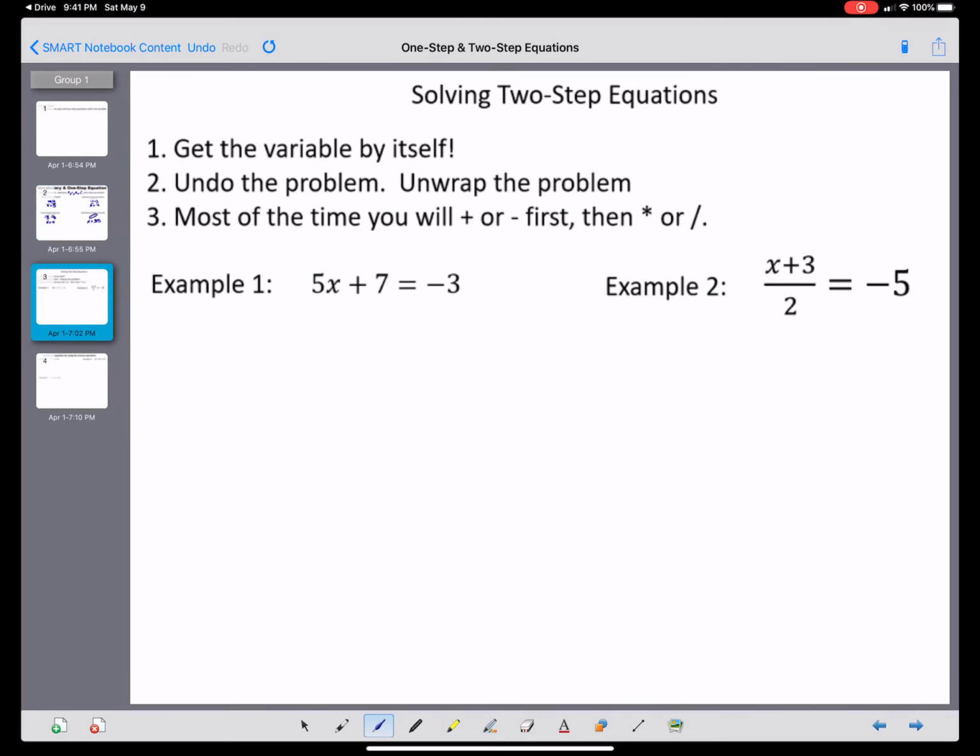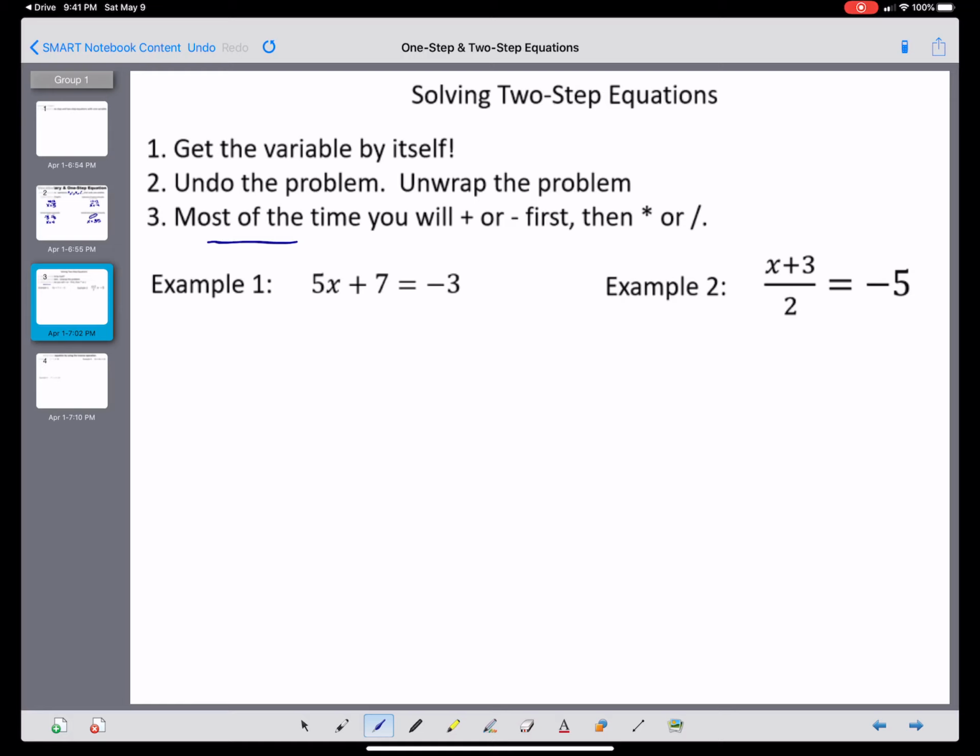Okay, so now we're going to do two-step equations. First thing it says, get the variable by itself. Undo the problem. You're going to unwrap the problem. And then it says most of the time you will add or subtract first, and then you would multiply or divide last. Okay, and that's most of the time. I'm going to give you 5 examples, and there's only one that you have to do differently.